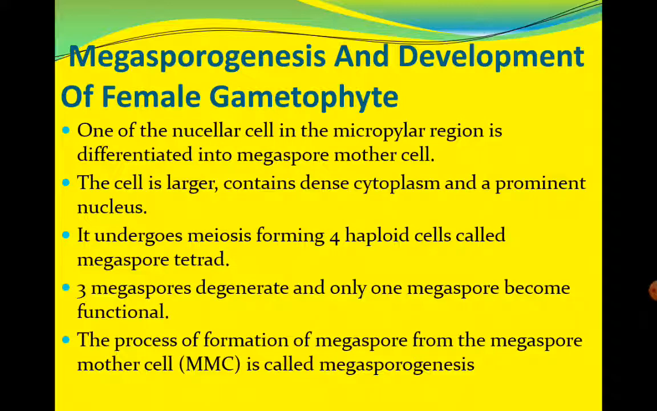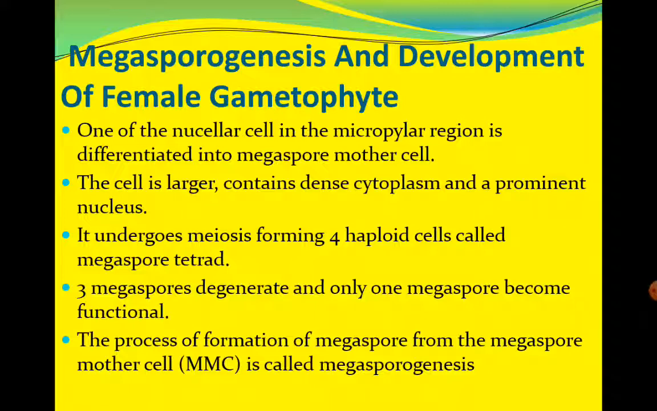One of the nucellar cells in the micropylar region differentiates into the megaspore mother cell, and that megaspore mother cell undergoes the process of megasporogenesis. The megaspore mother cell is larger, contains dense cytoplasm and has a prominent nucleus. It undergoes meiosis forming 4 haploid cells, called the megaspore tetrad.